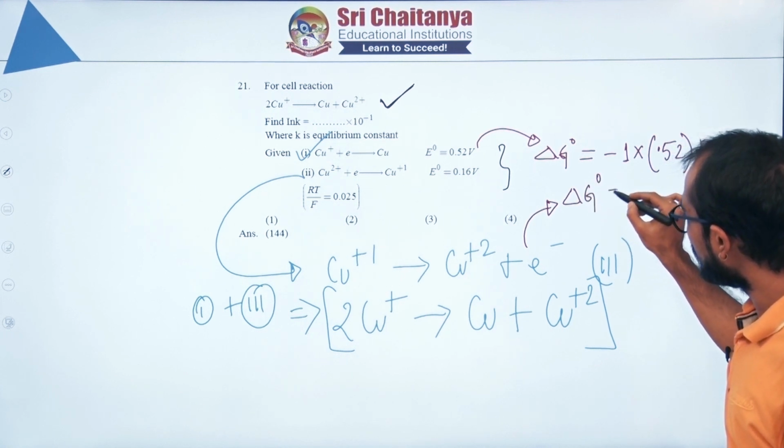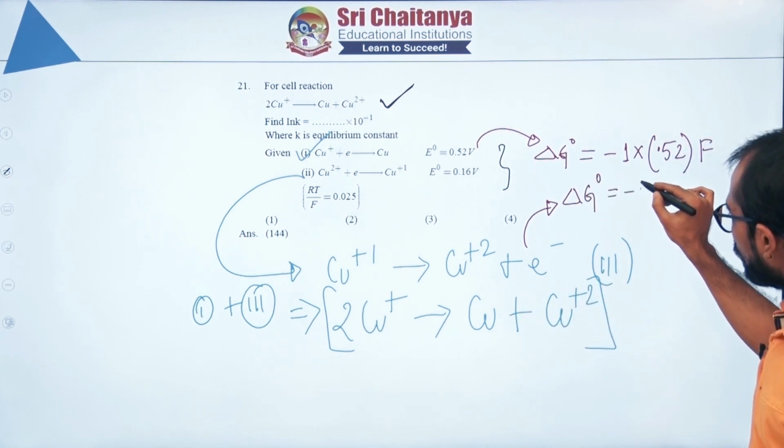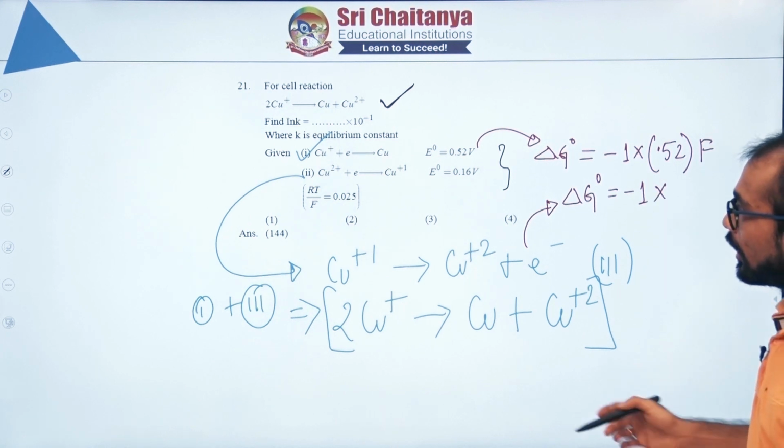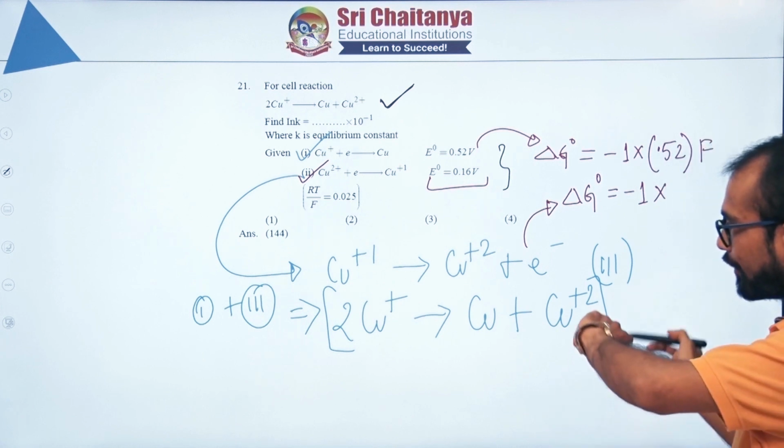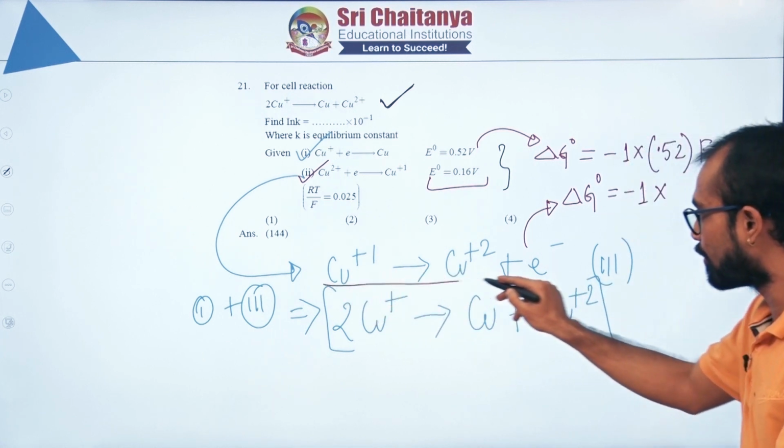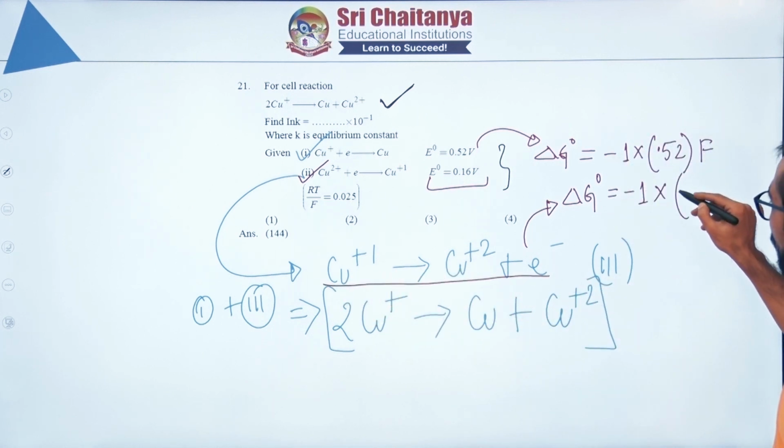Now I want to write down the delta G naught of this particular reaction. So this is delta G naught. Again we see 1 electron, so 1 will come, but what will be the E naught? For this reaction it is 0.16. Now I have reversed this particular reaction, so it will be minus 0.16.